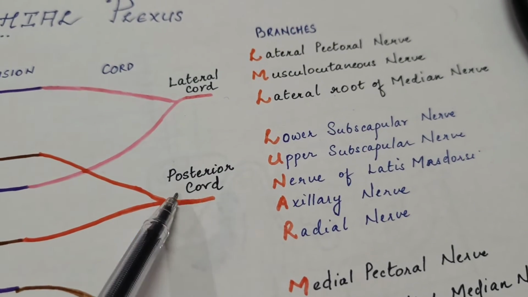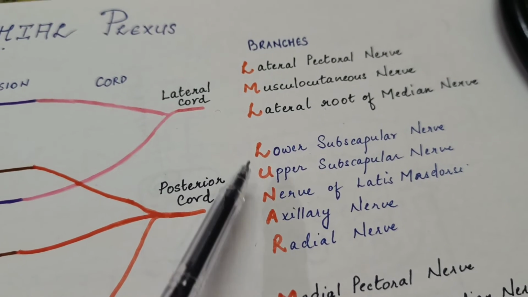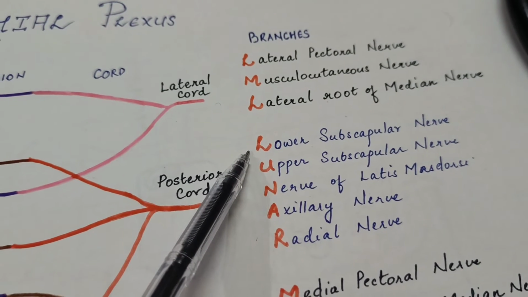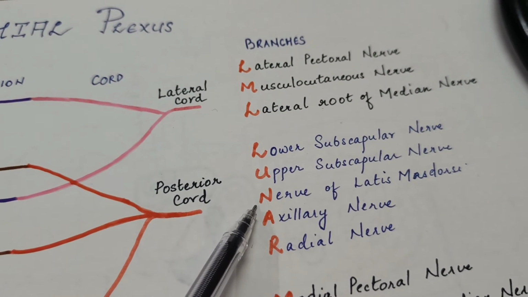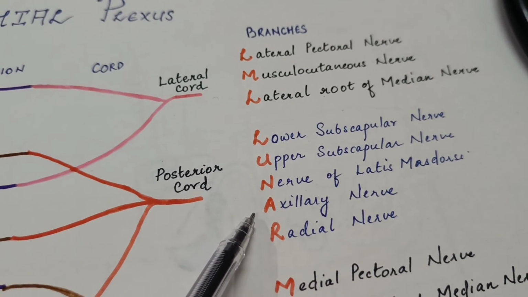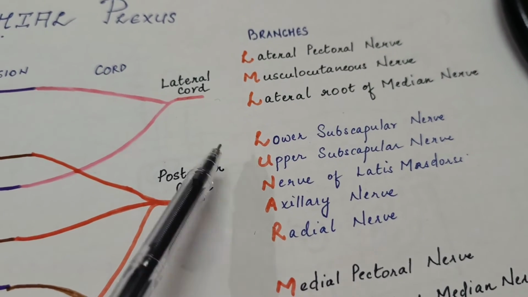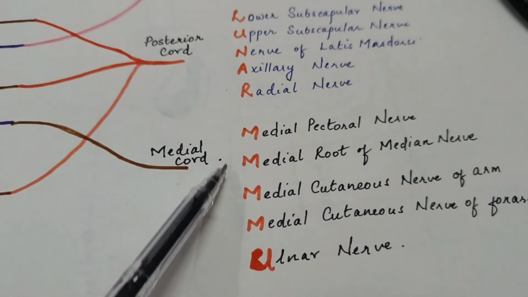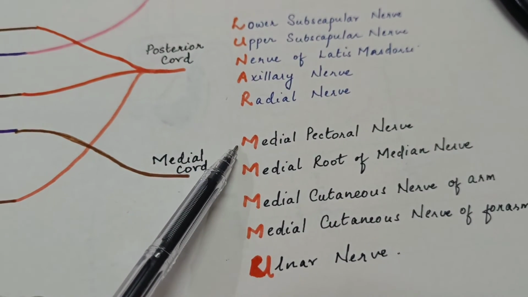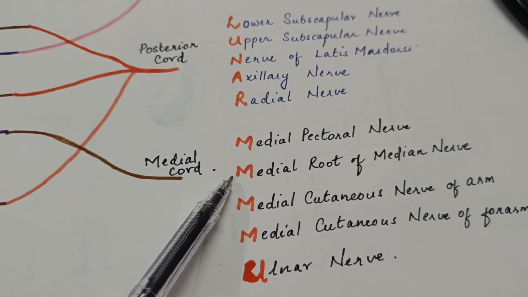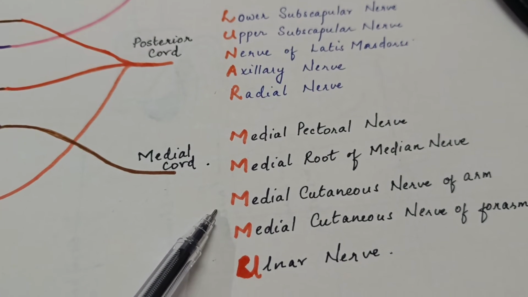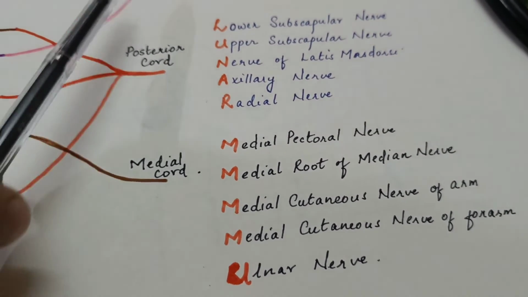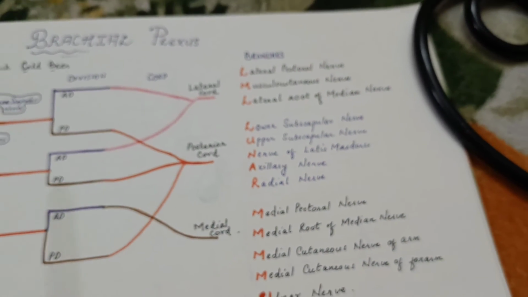Next is the posterior cord. The branches are ULNAR, like 'lunar': U for upper subscapular nerve, L for lower subscapular nerve, N for nerve of latissimus dorsi, A for axillary nerve, and R for radial nerve. So that is from the posterior cord. Last and final is the medial cord. The branches are M4U: M for medial pectoral nerve, medial root of median nerve, medial cutaneous nerve of arm, medial cutaneous nerve of forearm, and U for ulnar nerve. Very simple, right? These are the branches of the brachial plexus.